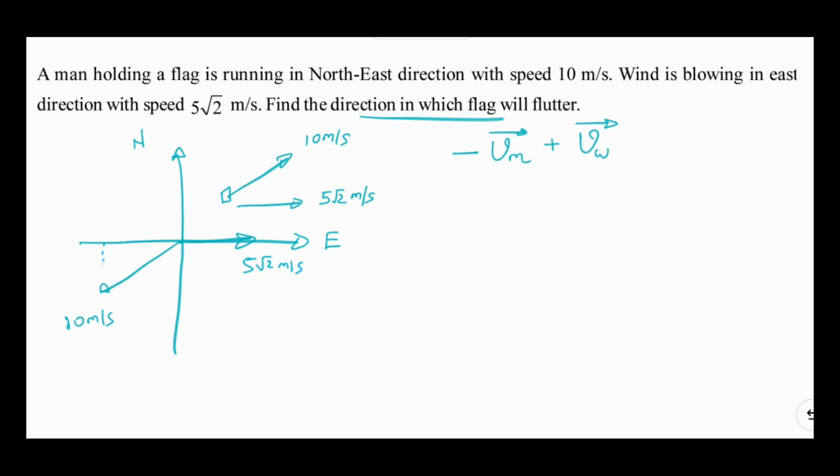If I take the components of the negative of the velocity of the man in west direction and south direction, these are going to be 5√2 and 5√2. Now in the addition of these velocities, the 5√2 west and the 5√2 east will cancel out, and I will get only 5√2 in south direction. So the resultant velocity is in south direction. So the flag should flutter in south direction. So the answer should be south.